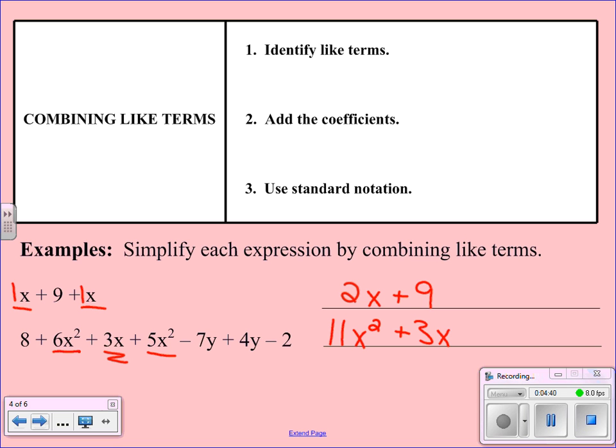I'm noticing I have some y terms, so I'm going to underline those a little bit different. Sometimes you can use a squiggly line or any kind of a symbol that's going to show you that they match up. So negative 7y and positive 4y are going to go together to give us negative 3y. And then lastly, I'm going to go with my constants, and I've got 8 and a negative 2, which are going to make 6. And that would be my final answer.